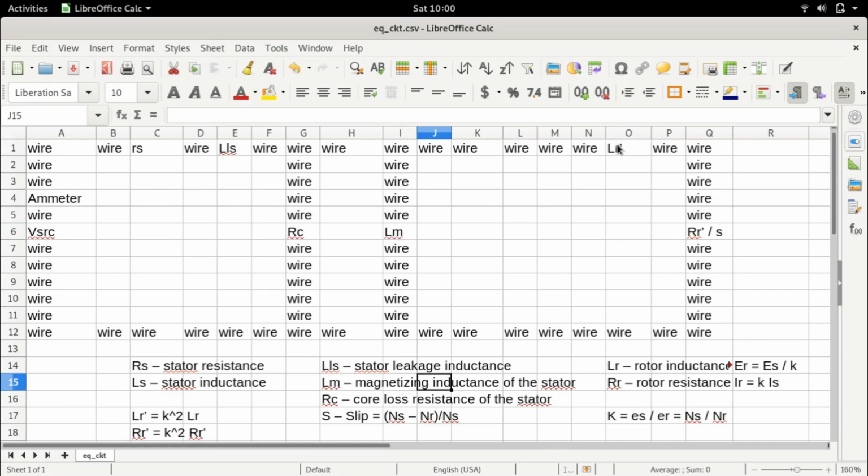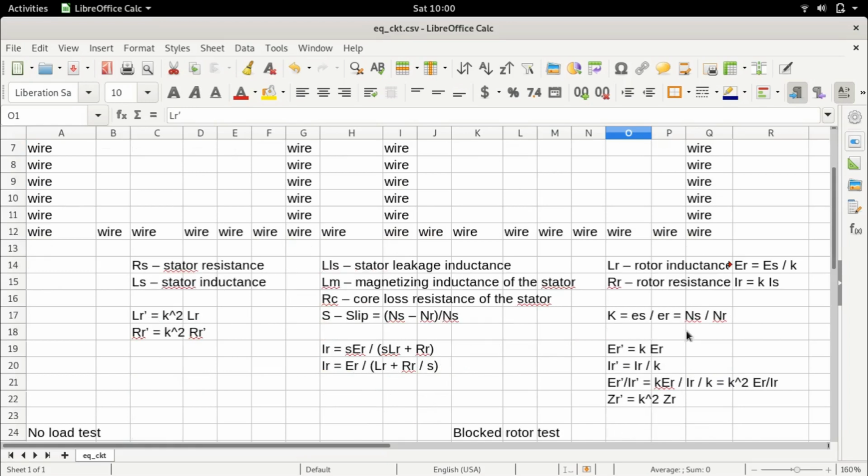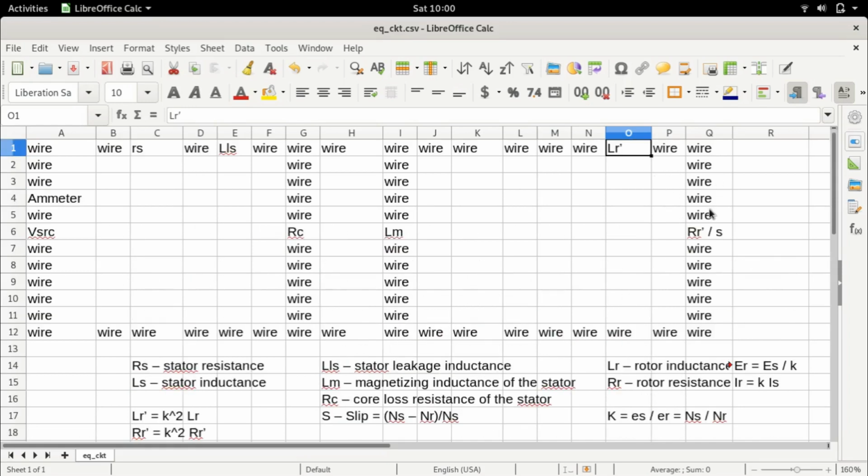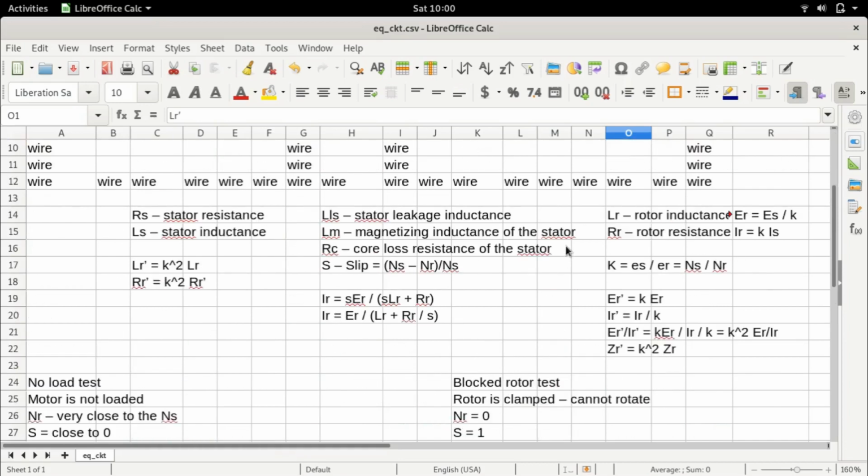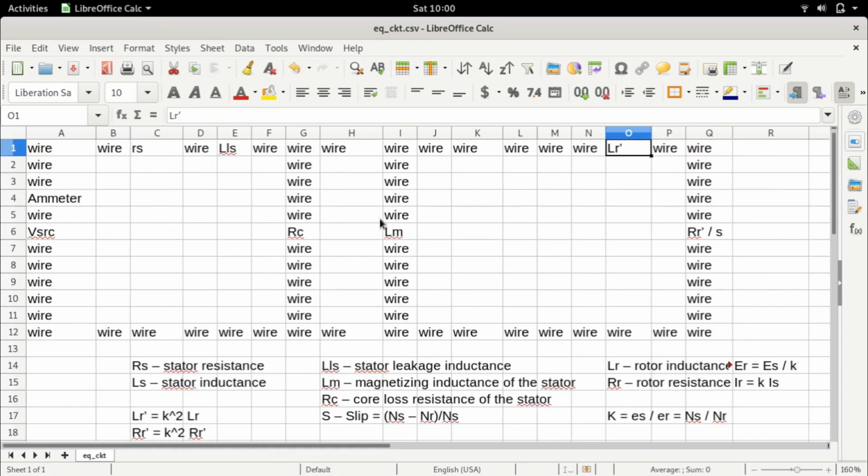And then finally there is LR dash, which is the referred rotor inductance, and there is RR dash, which is the referred rotor resistance. And we had talked about this also, how we can refer the rotor parameters to the stator. So now that we had this, the next question is, how do we estimate all these parameters?